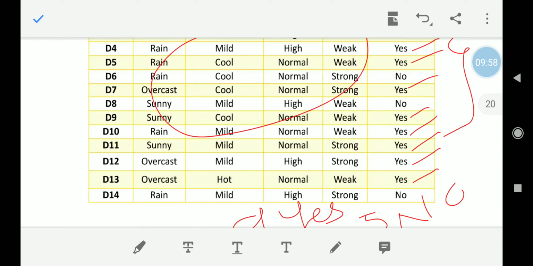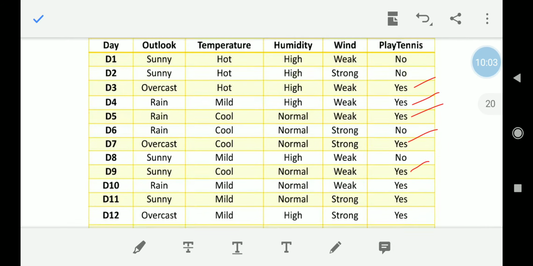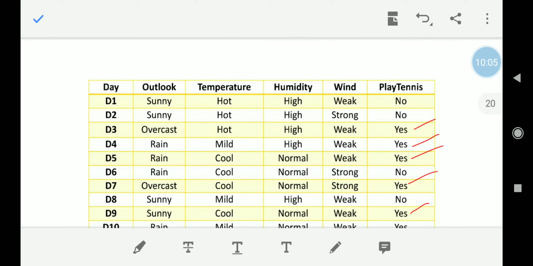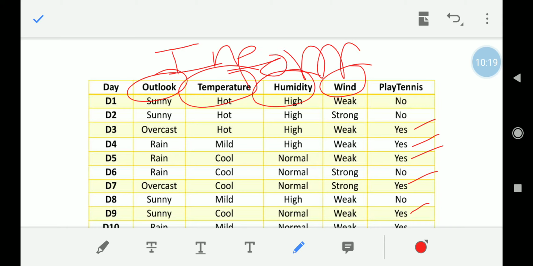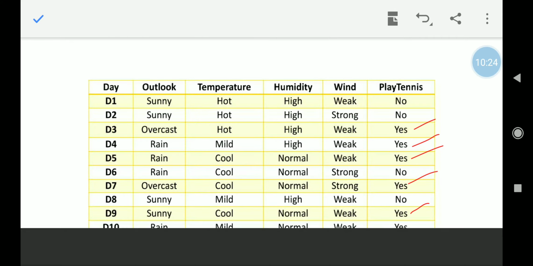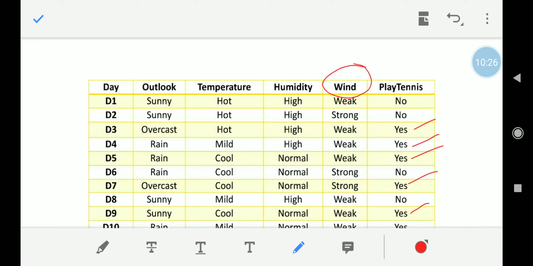But to design a decision tree, we have to take one of the attributes, right? Which attribute to take will be decided by the concept called information gain, which we were seeing earlier. Now, for example, we are taking wind as the attribute, and we are calculating the entropy for this attribute.